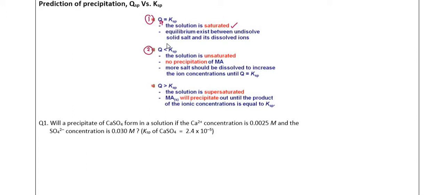Condition yang kedua adalah when the value QSP is lower than KSP. This means that the solution is unsaturated. In other words, no precipitation of MA. MA here is an ionic compound. More salt should be dissolved to increase the ion concentration until the QSP equals KSP.